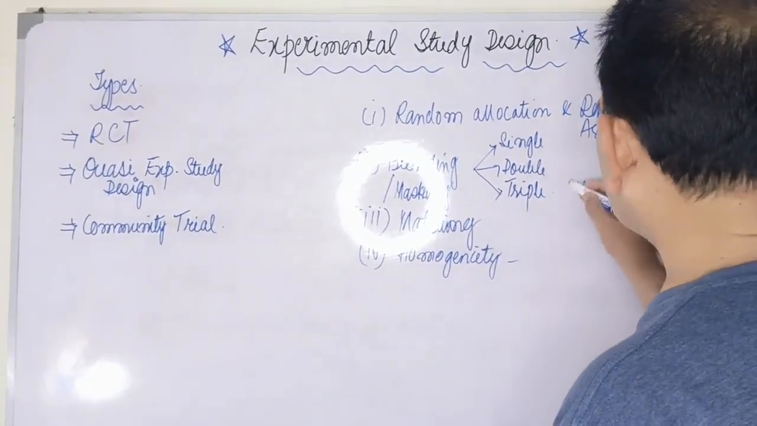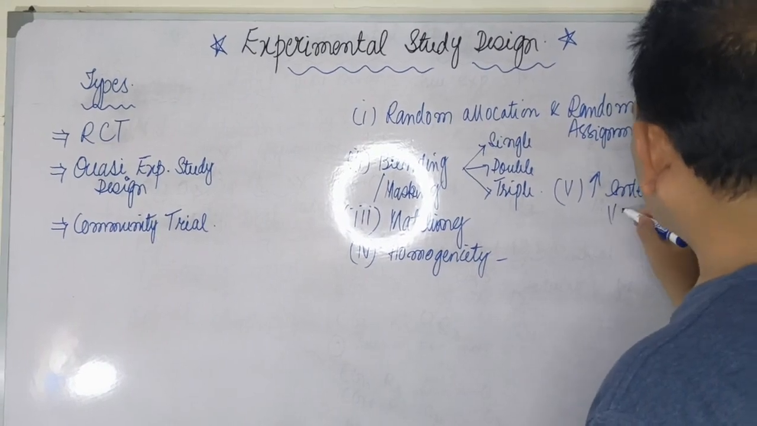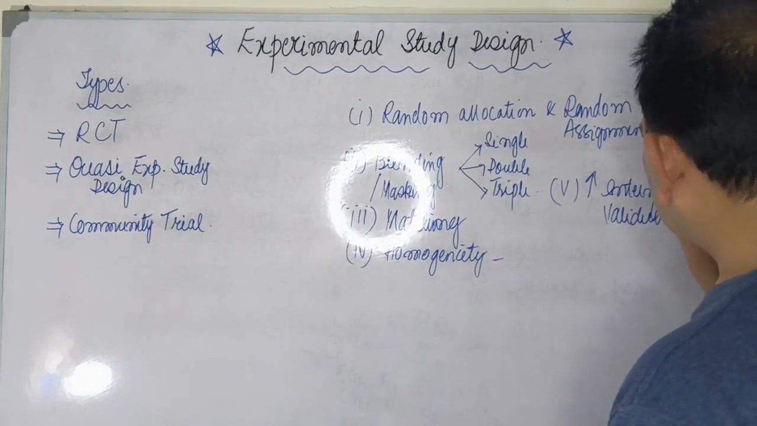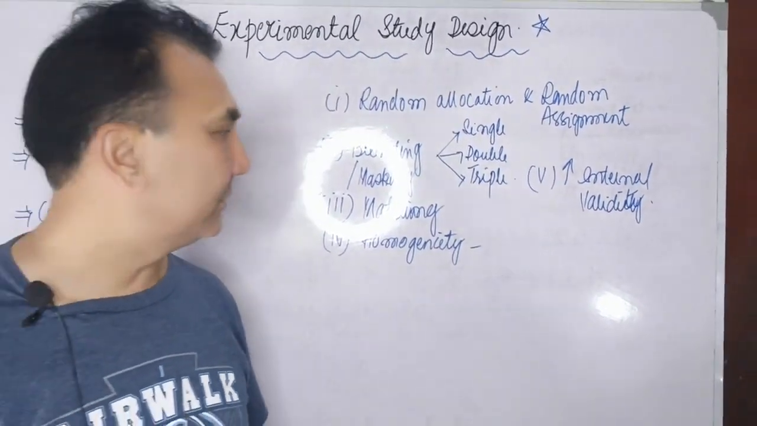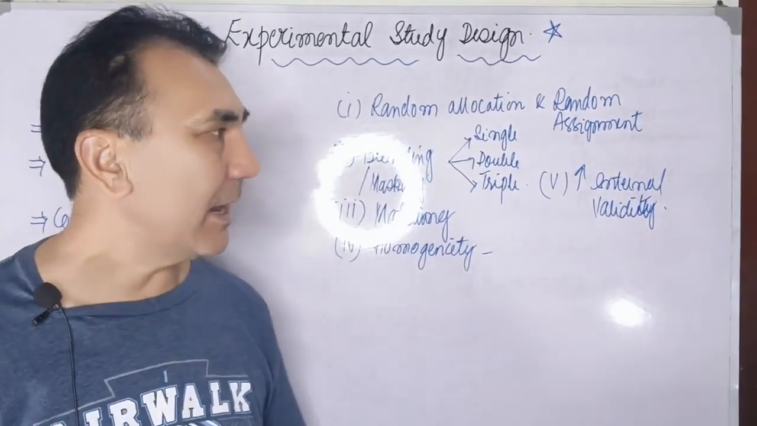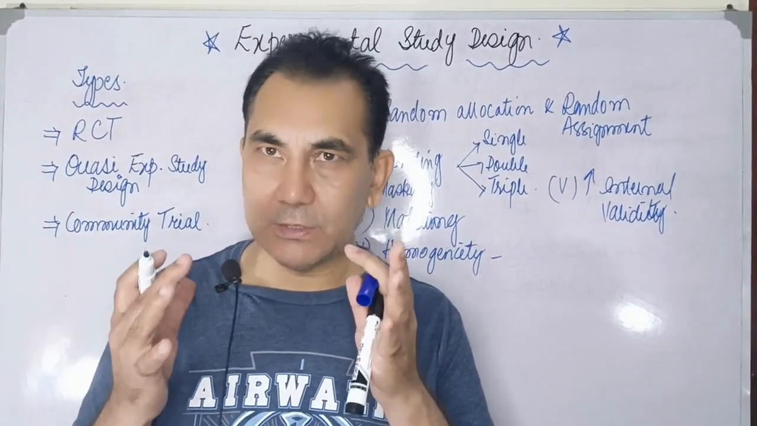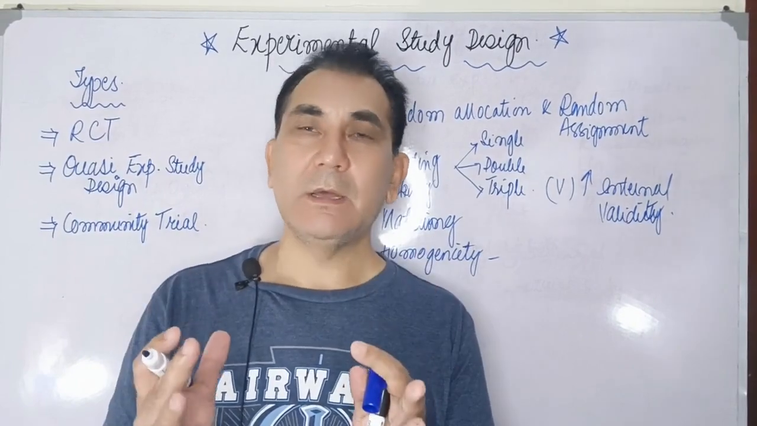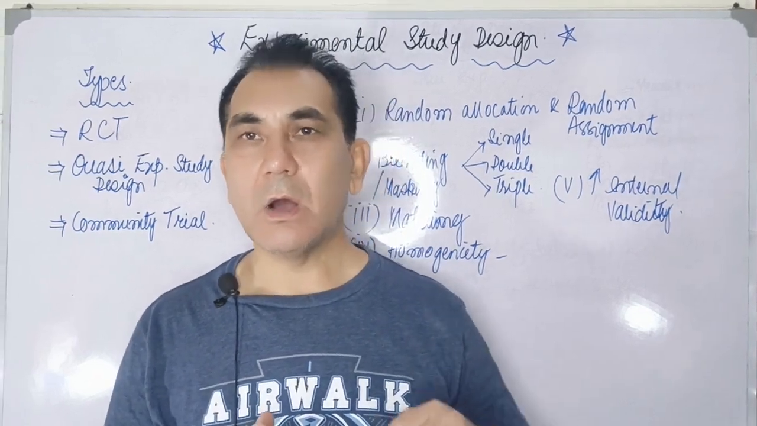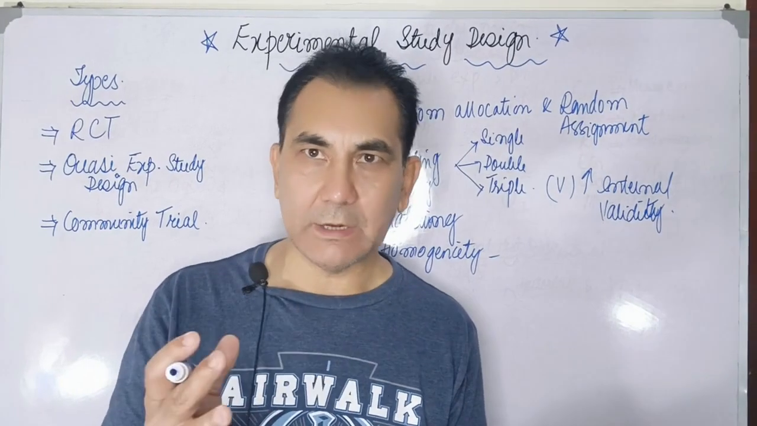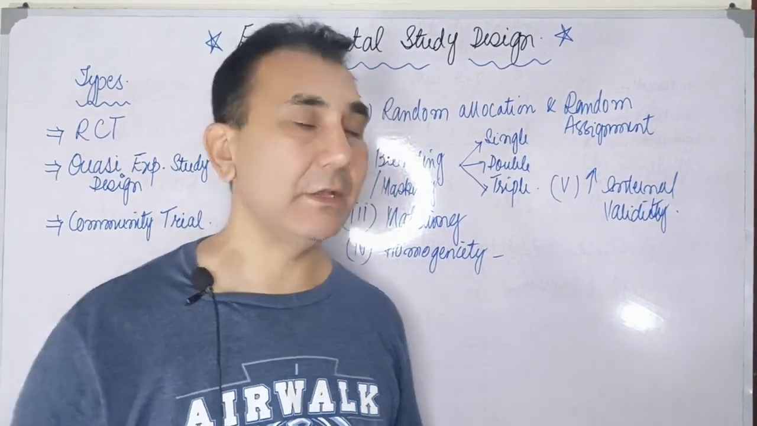Now the fifth one is that it increases the internal validity of the study design. By the random assignment, the random allocation, the matching, homogeneity, and the blinding, it will increase the internal validity of the study design of the intervention to actually get the essence of the result of the cause and effect, by the manipulation of the independent variable to measure the effects on the dependent variable by the researcher.